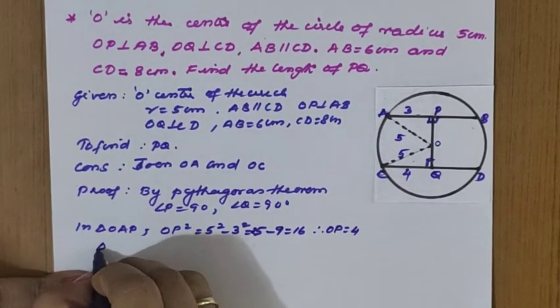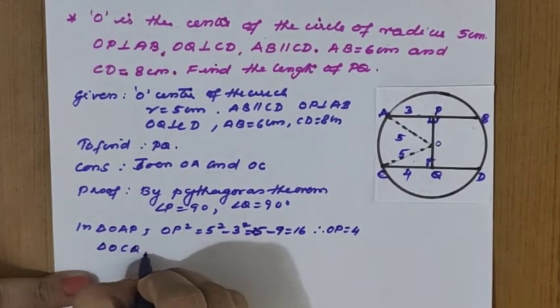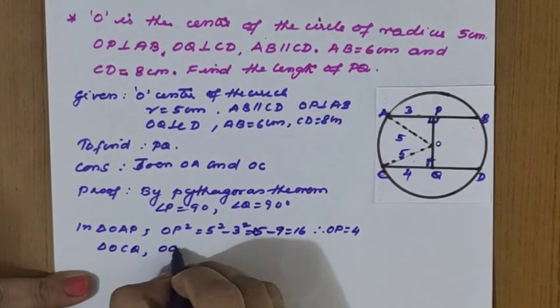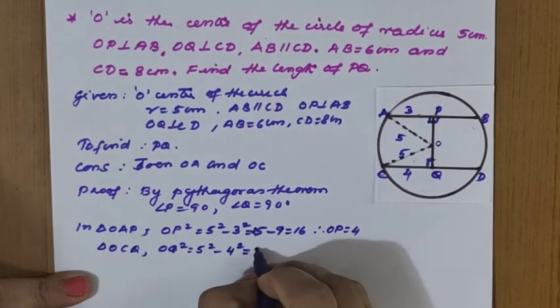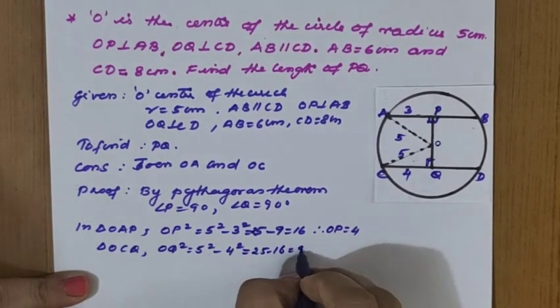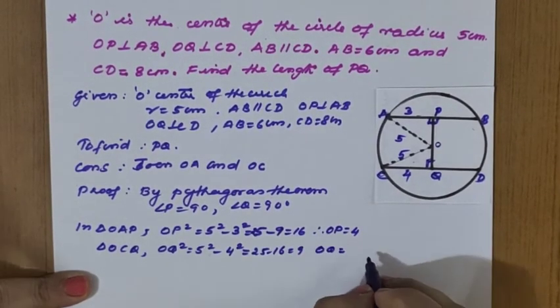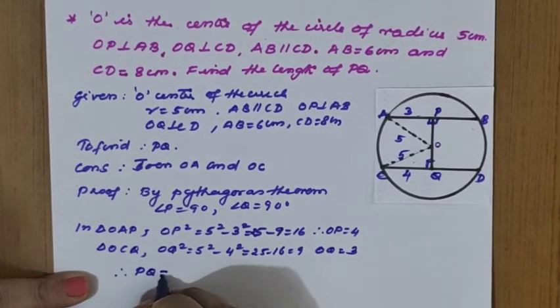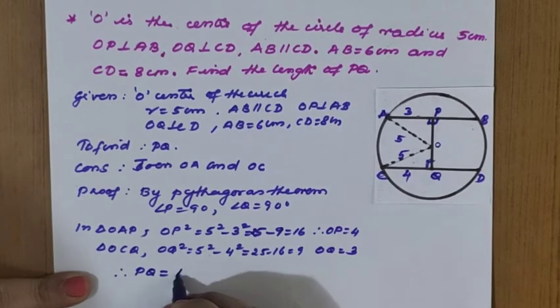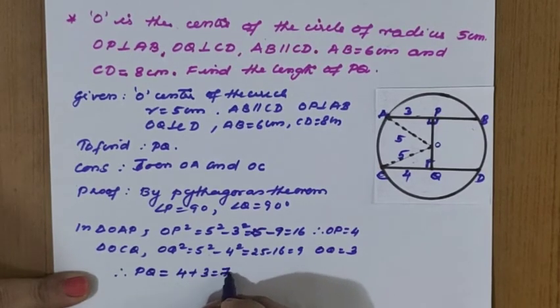Now, triangle OCQ, which we want OQ. OQ square equal to 5 square minus 4 square, it is equal to 25 minus 16 equal to 9, OQ equal to 3. Therefore, PQ equal to 4 plus 3 equal to 7.